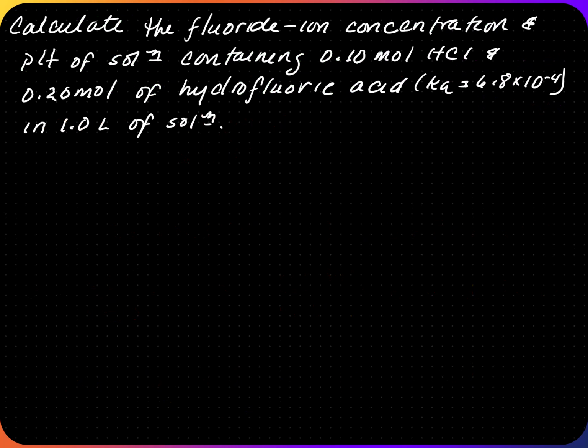Pause the video, try this problem on your own, and then check your answer. Here we need to calculate the fluoride ion concentration and pH of the solution containing 0.1 mole HCl and 0.2 moles of hydrofluoric acid. Since the Ka for hydrofluoric acid is given, that is the equation you want to start with. So you're going to take hydrofluoric acid and dissociate it into its ions. So HF aqueous will dissociate into H plus and F minus.